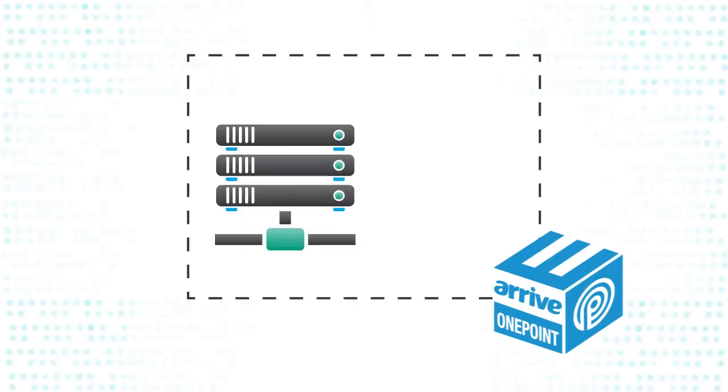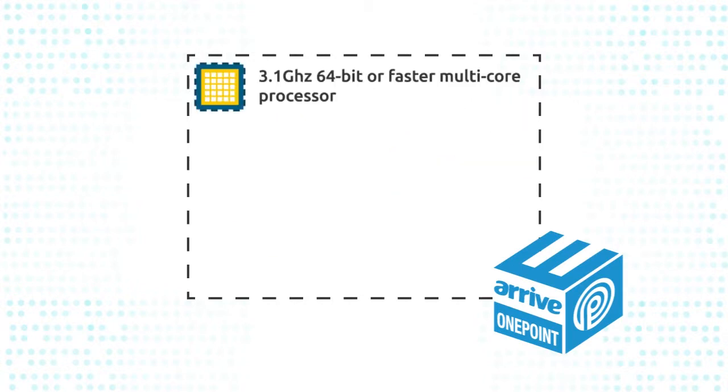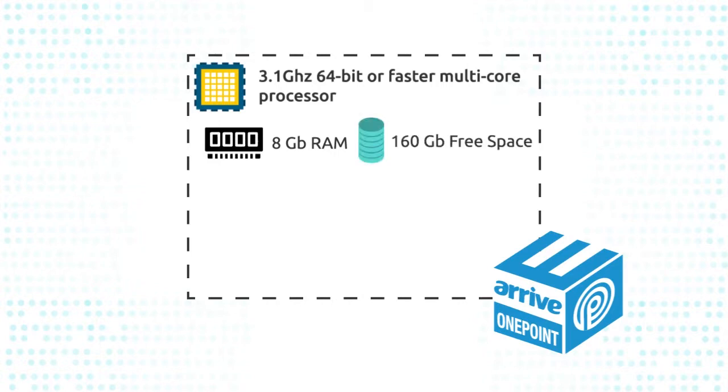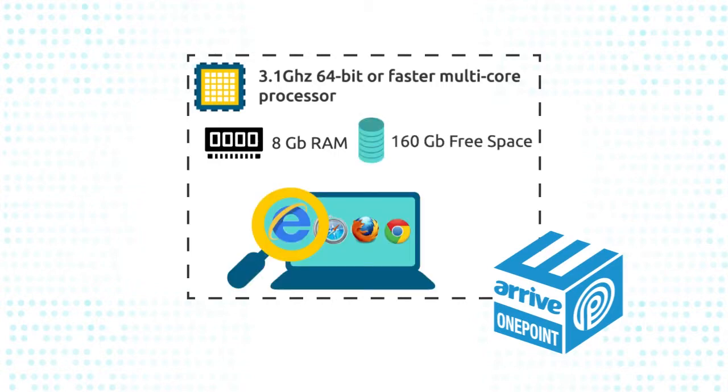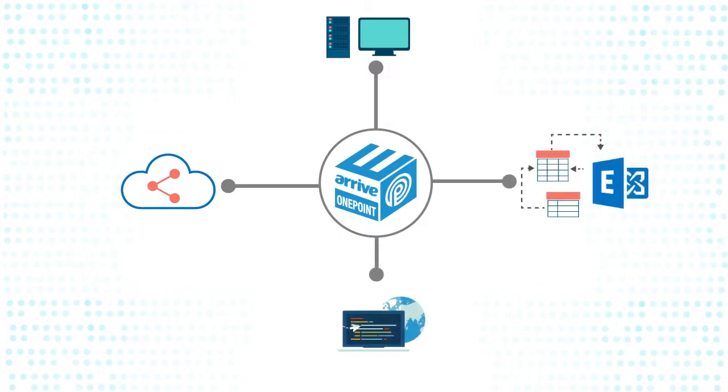Arrive OnePoint is a software application that runs on a physical or virtual Microsoft Windows server with IIS and MS SQL database. It has minimal hardware processing and software requirements, compatible with most web browsers. Arrive OnePoint is accessible from any network computer, from the cloud, and through web interface or calendar systems.